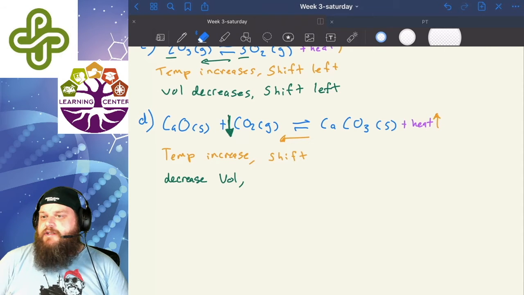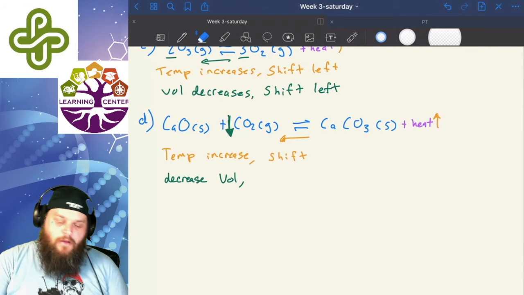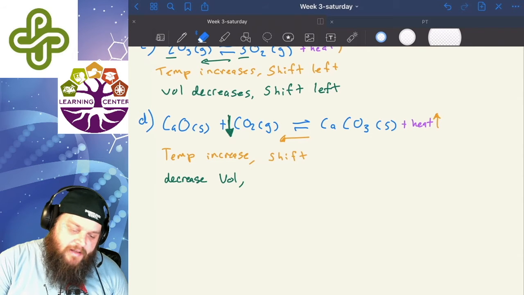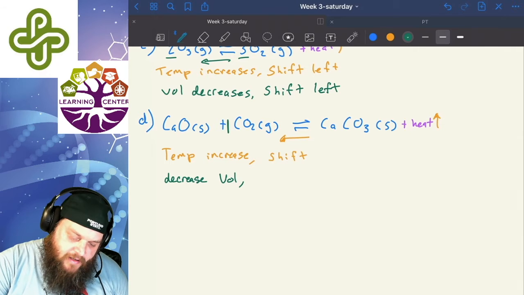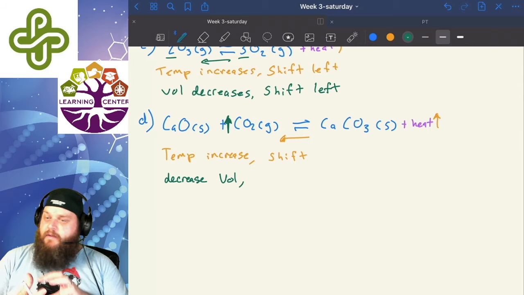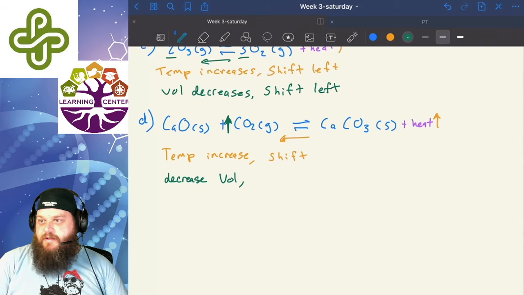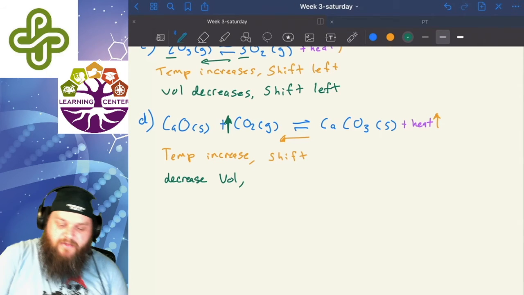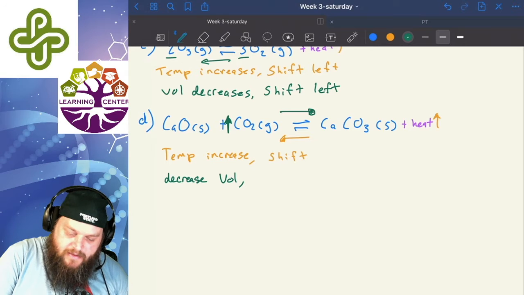So the only thing that's going to change is the concentration of CO2. We're actually increasing it, because that concentration will have the same number of moles, but the volume's gone down. So that's going to increase our concentration. By increasing that concentration, we're shifting this to the product side, to the right.